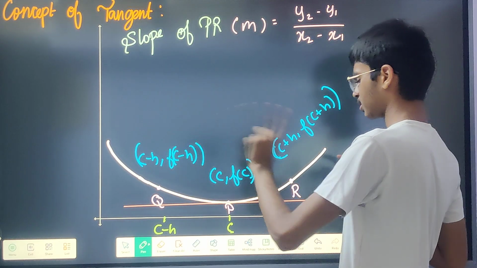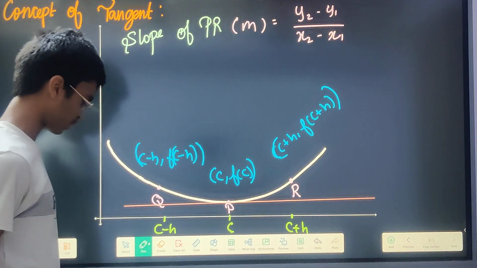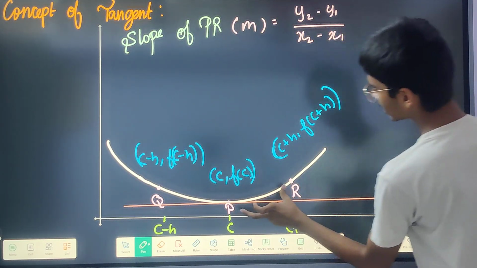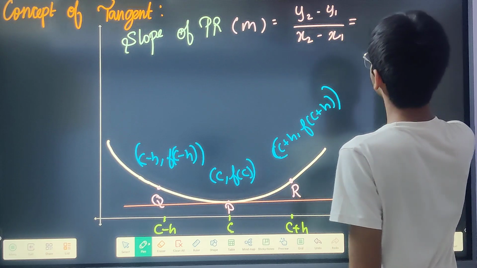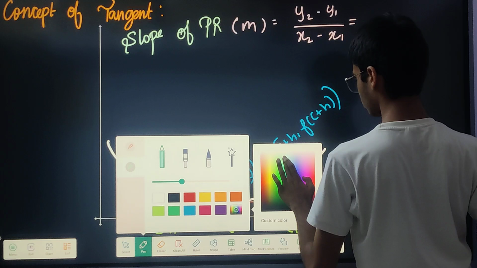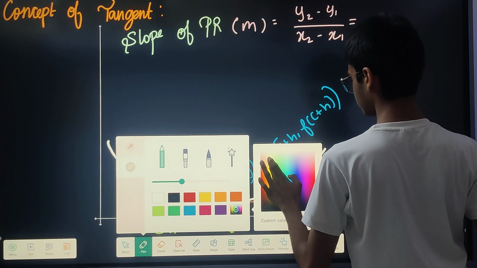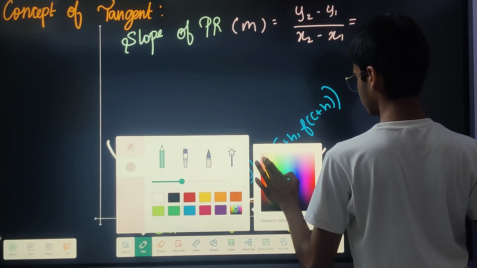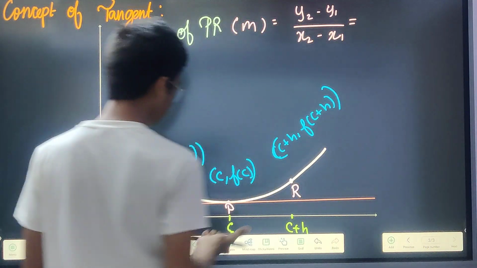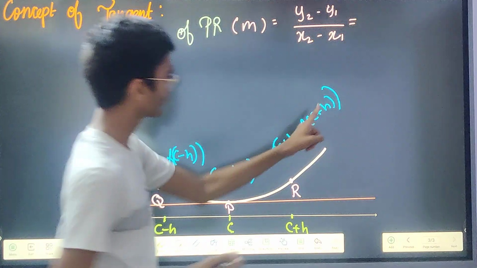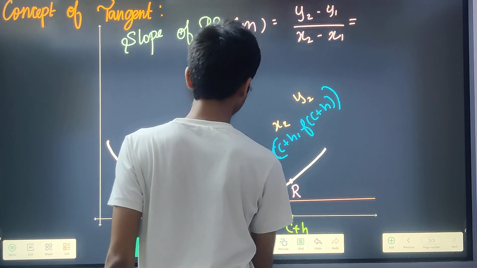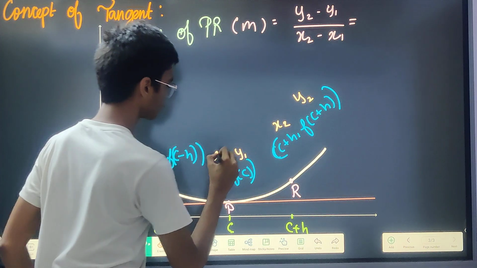Okay, so if I'm putting these points, then I will be getting this equation. So this one only now I'm trying to calculate. So what is y2? Amongst here, what I'm going to choose as y2 is this one, f of c plus h. This is y2, and this is y1, this is x2, and this is x1.